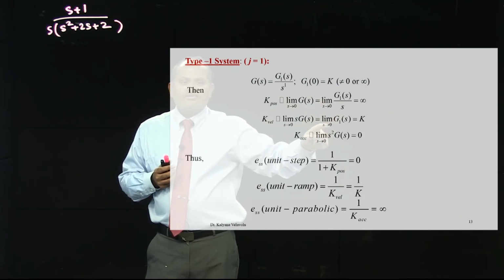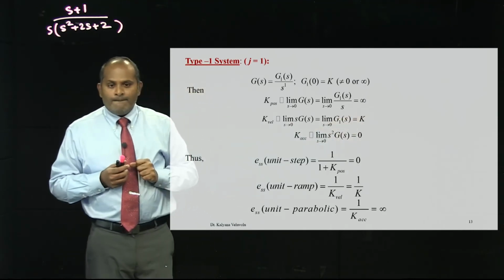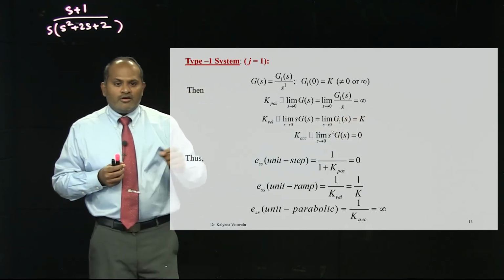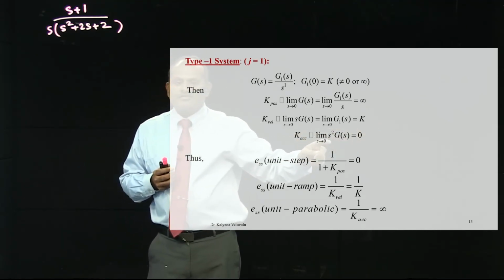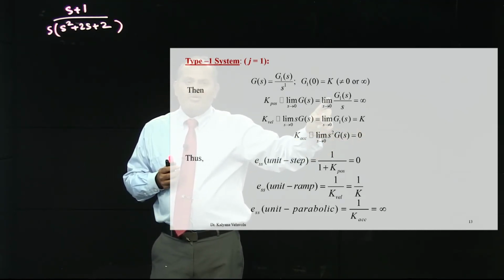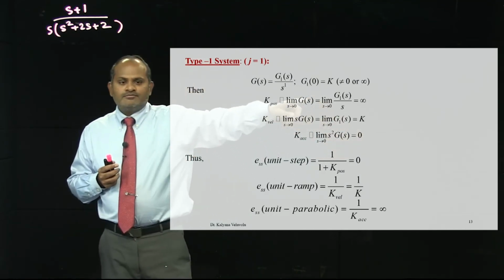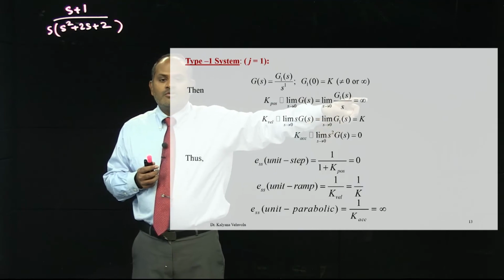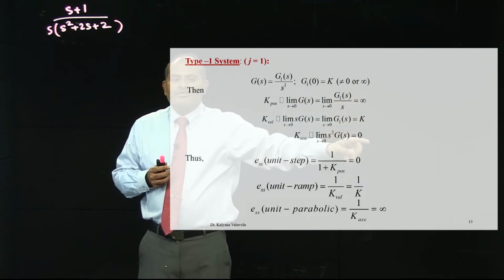So, as limit s tends to 0, g1 of s will be K, so you get a constant value for velocity. K acceleration is limit s tends to 0 of s square times g of s. Since s square has only one pole, you get 0. So, for K position you get K by s, so K by 0 is infinity, K velocity you get K, and K acceleration you get 0.